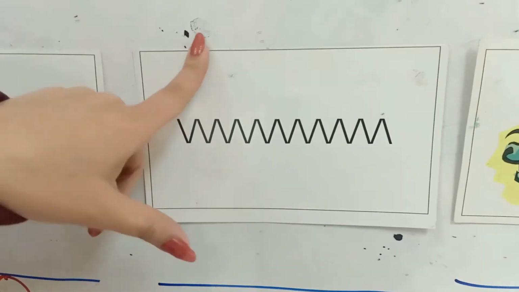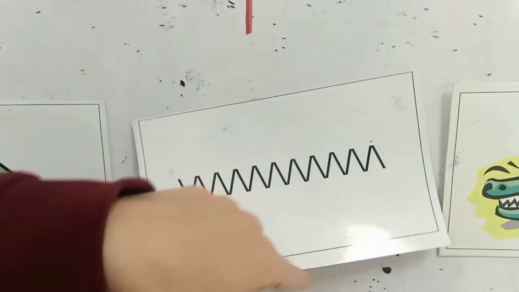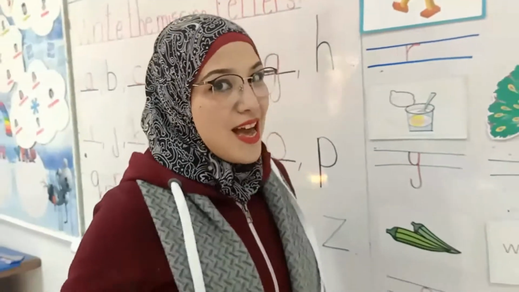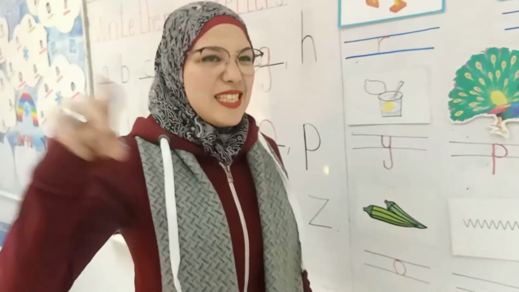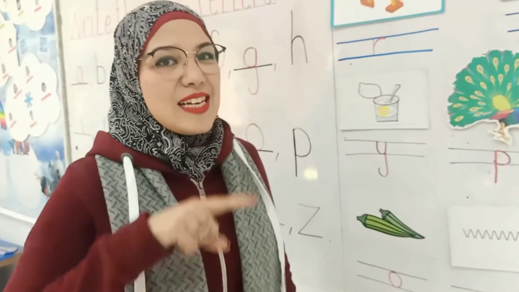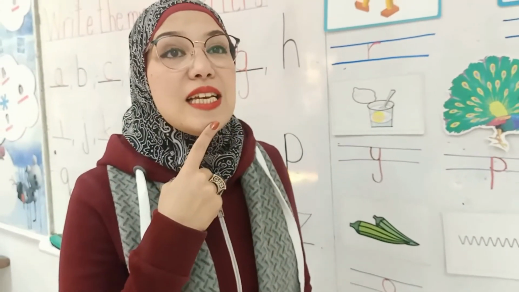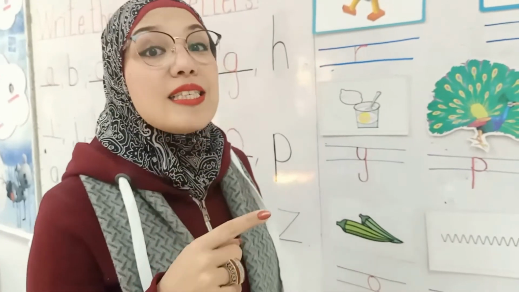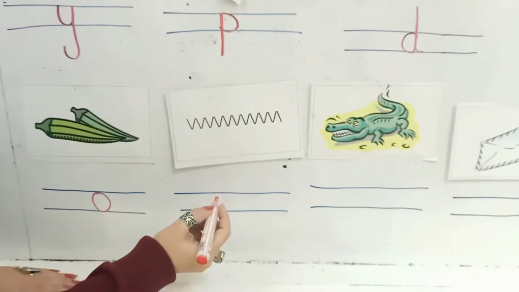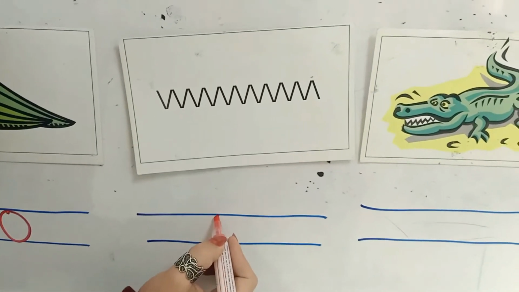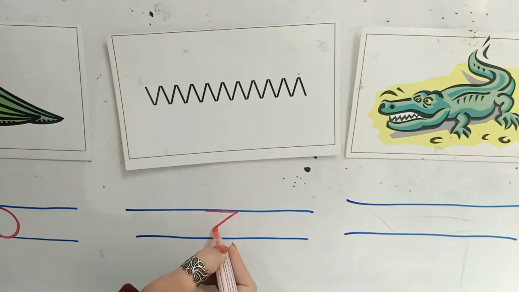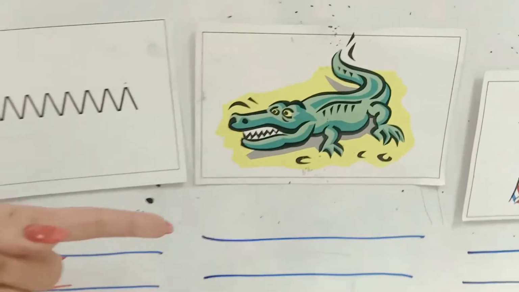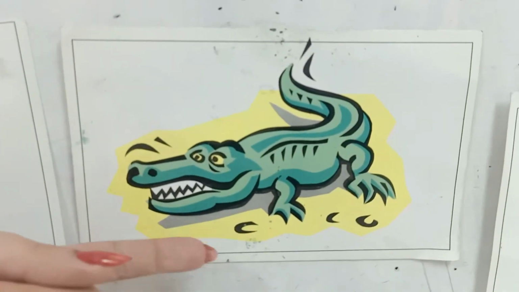And now, what is this? Can you tell me? This is zigzag. Zigzag starts with letter... Z. Super. Z is for zigzag. This is how to write letter Z.